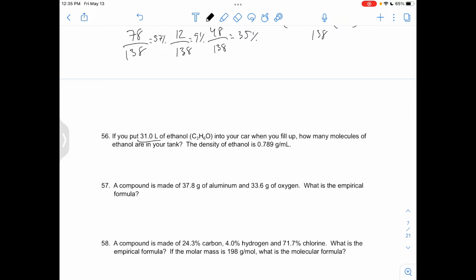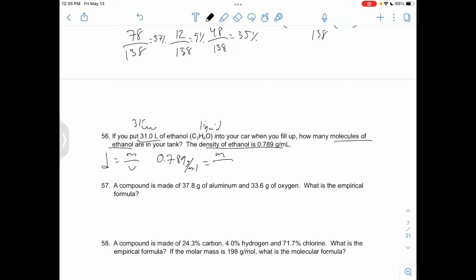Okay, we have 31 liters of ethanol. How many molecules of that? The density is given, so we're probably going to have to use that because this is a liquid and not a gas. So I've got to use D equals M over V. The density is 0.789 grams per milliliter. I'm trying to find molecules, so I'm going to have to get into mass.